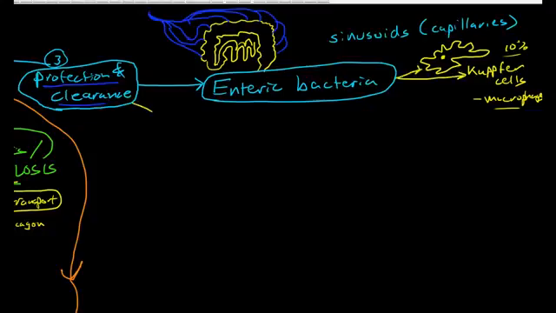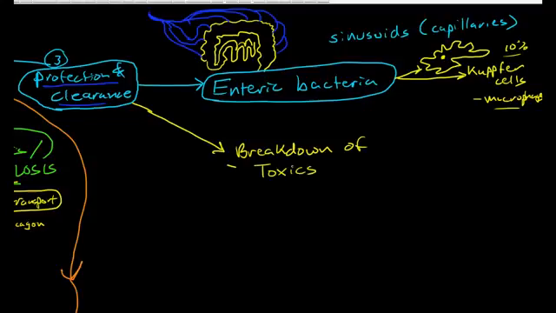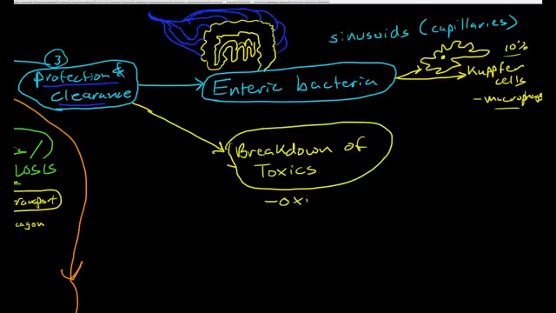Okay, and then next we have the breakdown of toxins. And those of you who have been in clinical practice or taken pharmacology courses, you know that the liver plays a very central role in the metabolism of medications and other toxins. And it has various ways of doing this. It can oxidize them, it can cleave proteins and break them in half, so they're no longer functional.